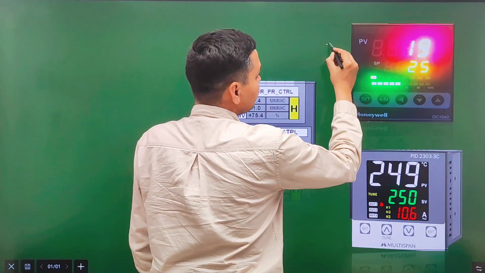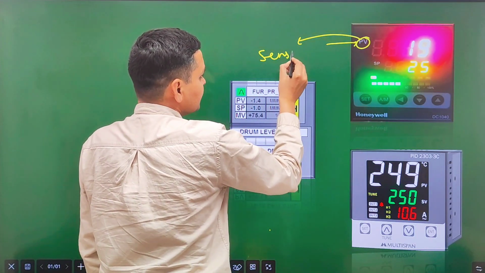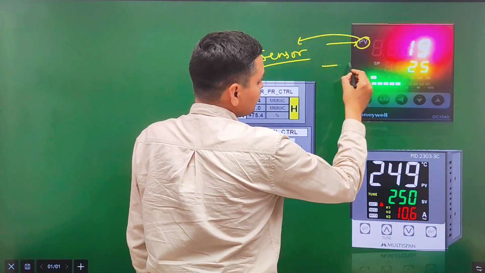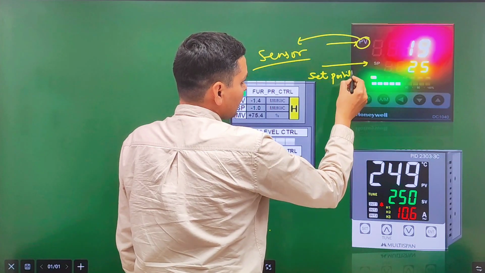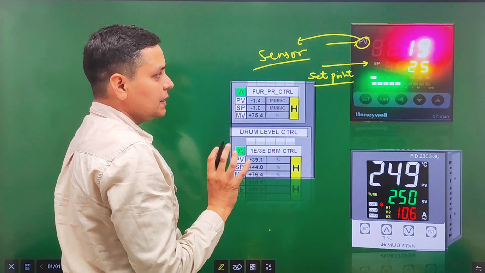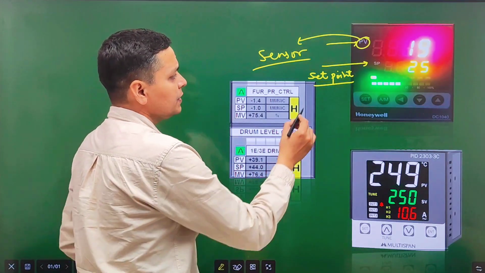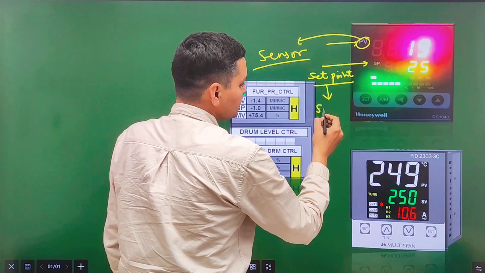Now look friends, a parameter measured by a sensor is shown as PV. Here you can see PV is written, and this comes from a sensor. Okay, this one is the set point. Set point is a value at which we need to control the variable. It is also known as set value.